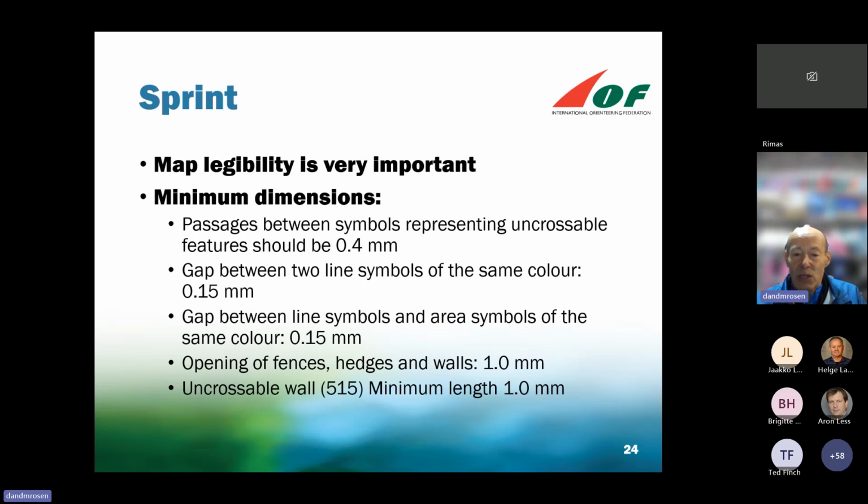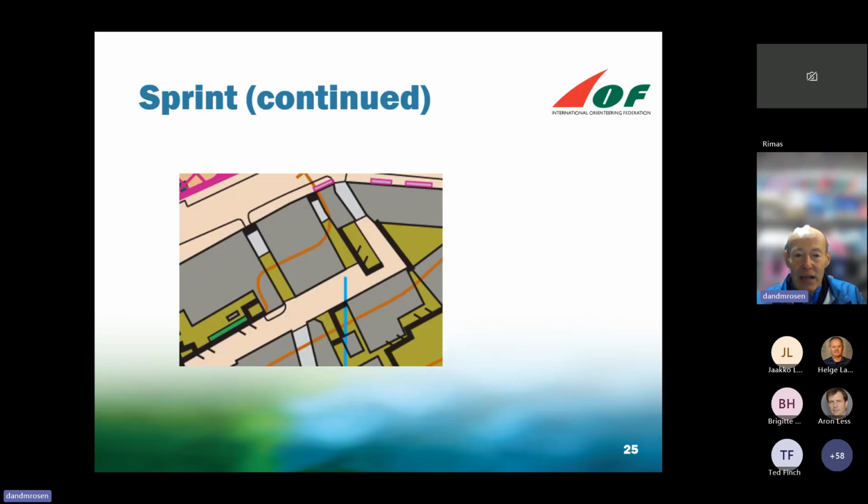Now, the minimum length for an uncrossable wall is 1 millimeter. And I want to have a look at that, because here you can see that we've got some rather narrow passages. In fact, the one in the middle near the top, the blocked off one, maybe only 0.4 millimeters wide on the map. But it's got a wall across it, which is obviously only 0.4 millimeters, which is below the minimum length of 1 millimeter, and that's a problem.